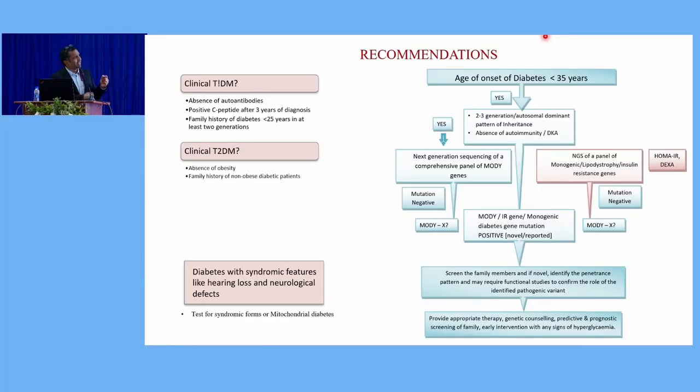So what do we recommend? Where you rule out type 1 and type 2, you can go, based on the clinical picture, into a MODY workup or a lipodystrophy and insulin resistance workup. And those that are negative, we also know, may be MODY-X, with the genes yet to be found.